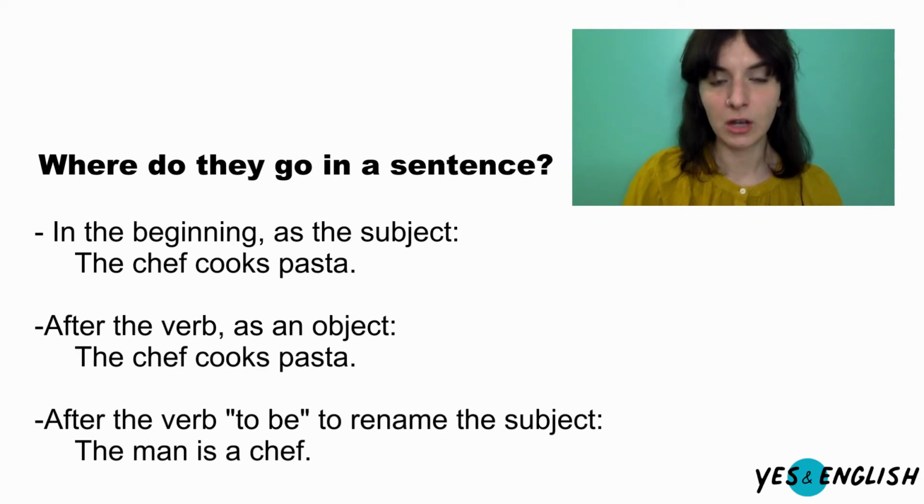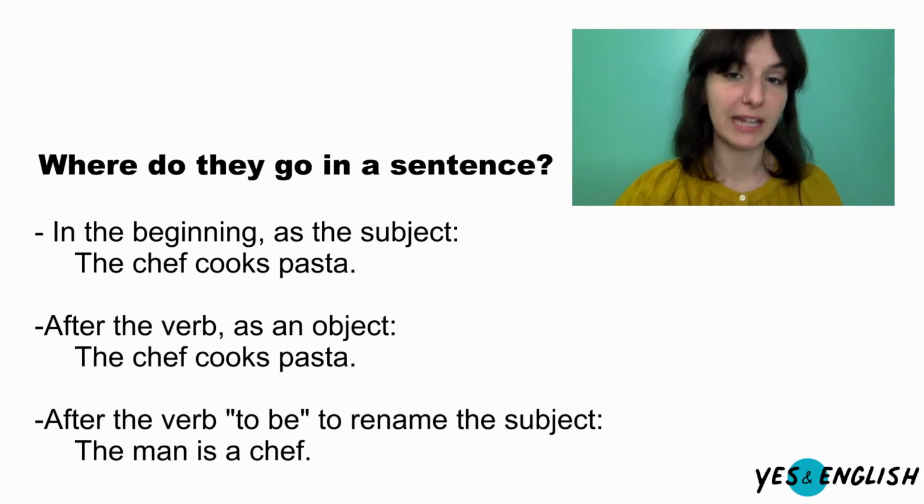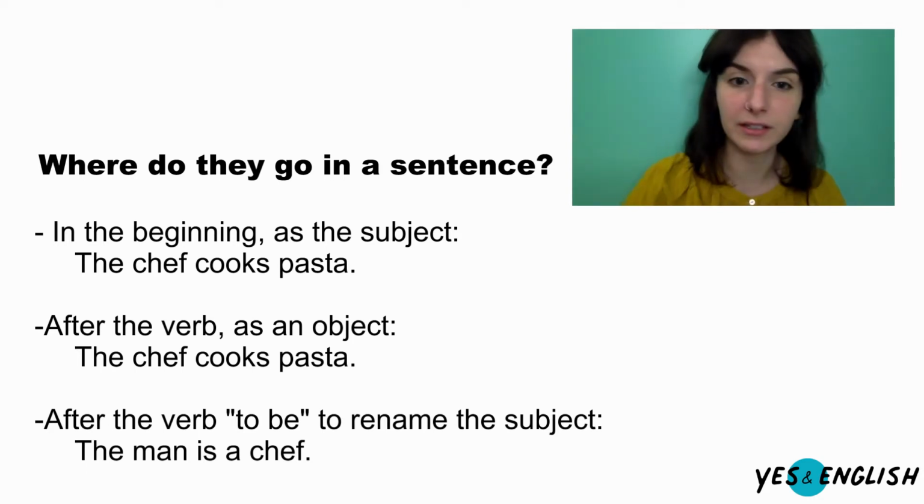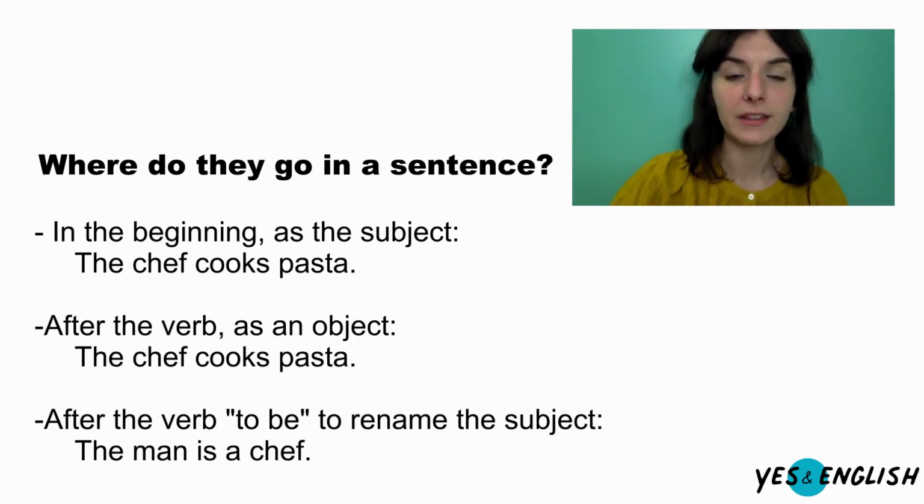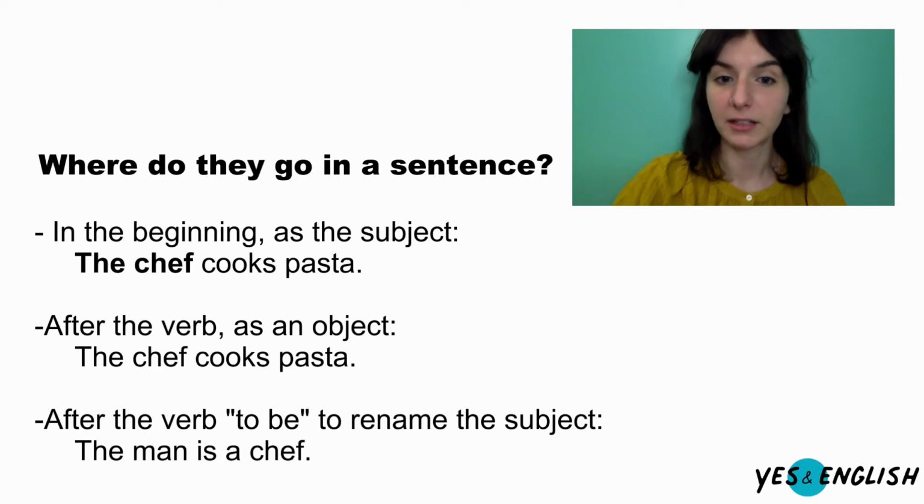Okay? So the next thing you need to know is where does a noun go in a sentence? What's its job? Most of the time, you will see nouns at the very beginning of a sentence. So if you take this example sentence here, the chef is a person, so it's functioning as a noun in the sentence. The chef cooks pasta. The chef comes first. It's the first idea, and it tells us what the rest of the sentence is going to be about.